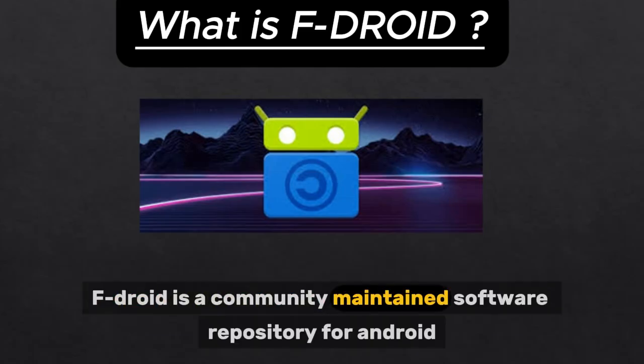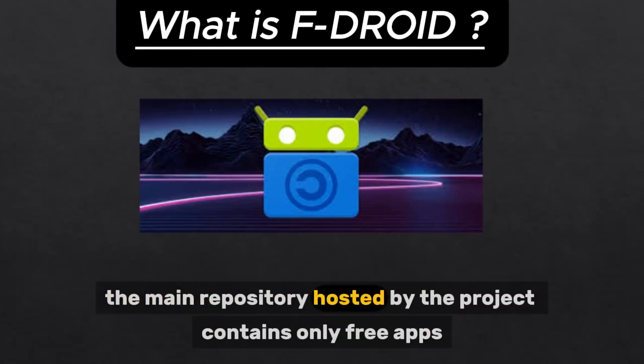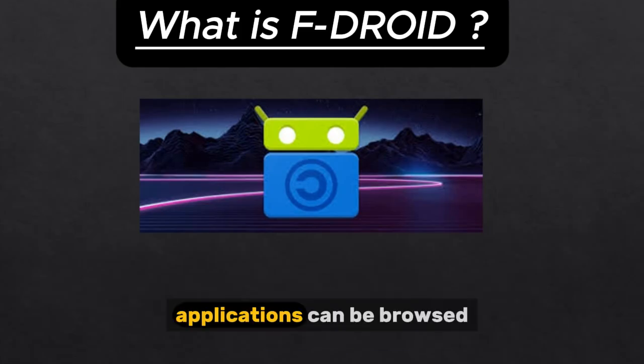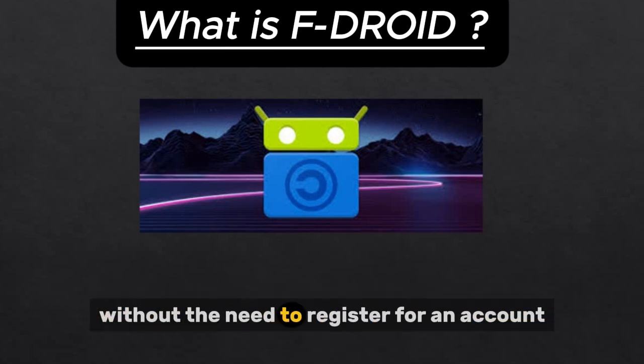F-Droid is a community-maintained software repository for Android. Similar to the Google Play Store, the main repository hosted by the project contains only free apps. Applications can be browsed, downloaded and installed from the F-Droid website or client app without the need to register for an account.